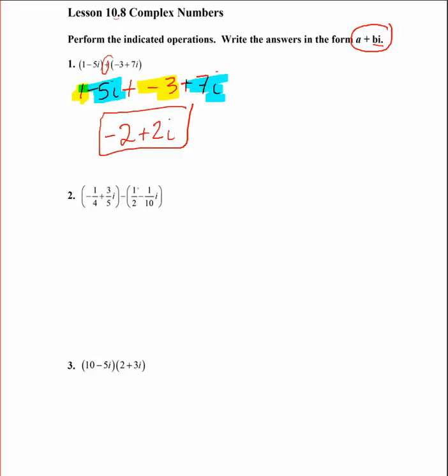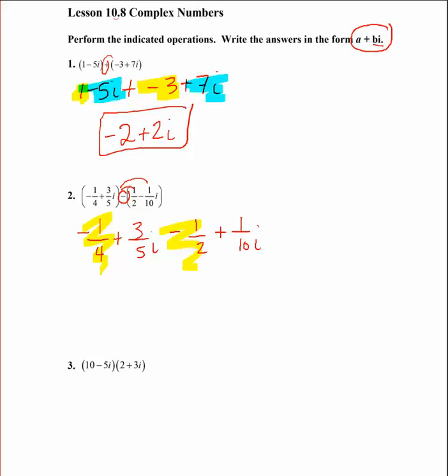Question 2, we can get rid of the parentheses. This is subtraction, so we have to make sure that we distribute the subtraction to the second group. So negative 1/4 plus 3/5 i, and then I would distribute the subtraction and get negative 1/2, and then minus negative becomes plus 1/10 i. So now let's add up the like terms. So we're going to take negative 1/4 plus negative 1/2.